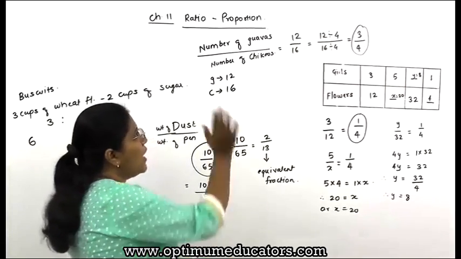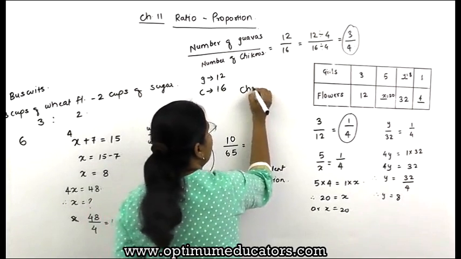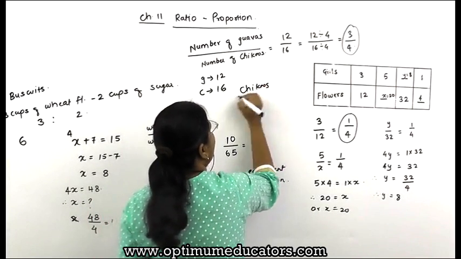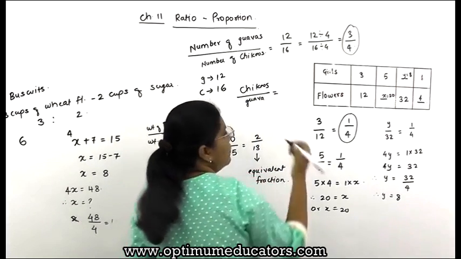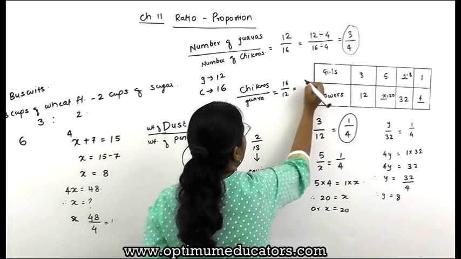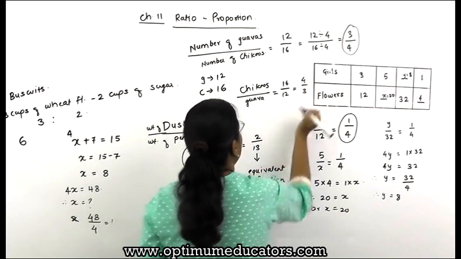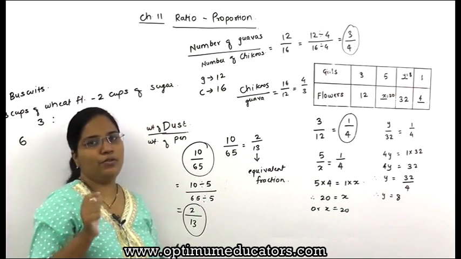Now let us find out the other way, that is the ratio of chikkus to guavas. Now immediately you will be able to tell me 16 upon 12 comes out to be 4 upon 3. So chikku is to guava is equal to 4:3.